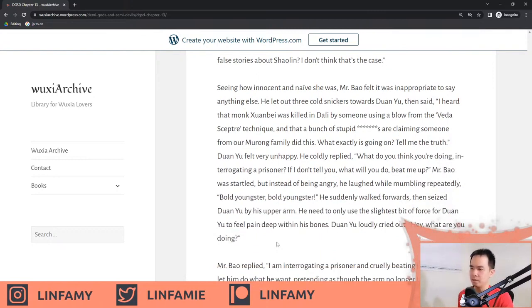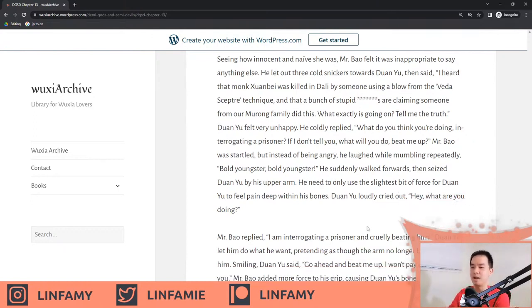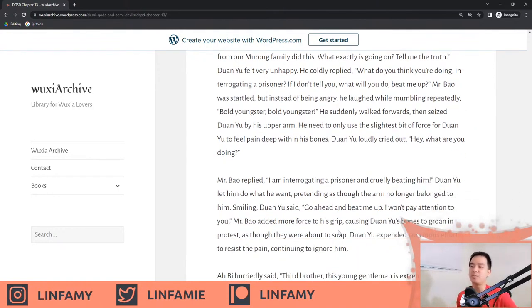He coldly replied, "What do you think you're doing, interrogating a prisoner? If I don't tell you, what will you do, beat me up?" Mr. Bao was startled, but instead of getting angry, he laughed while mumbling repeatedly, "You bold youngster, bold youngster." He suddenly walked forwards and seized Duan Yu by his upper arm. He need only to use the slightest bit of force for Duan Yu to feel pain deep in his bones. Duan Yu loudly cried out, "Hey, what are you doing?" Mr. Bao replied, "I am interrogating a prisoner and cruelly beating him."